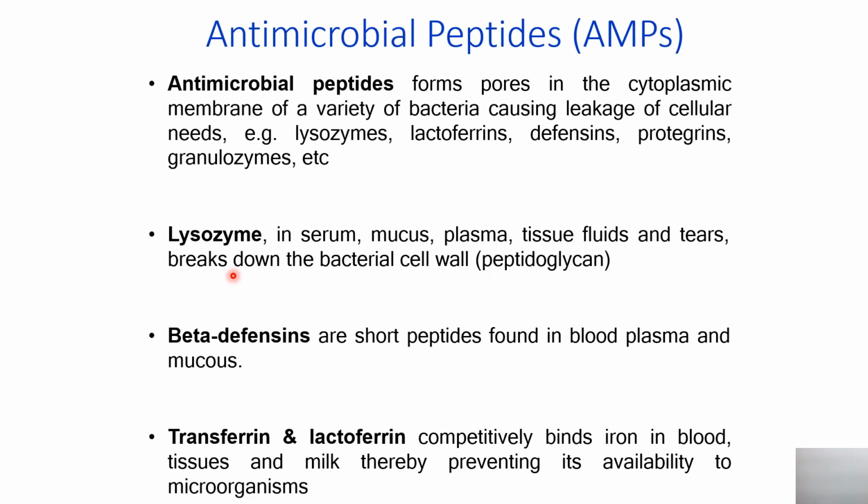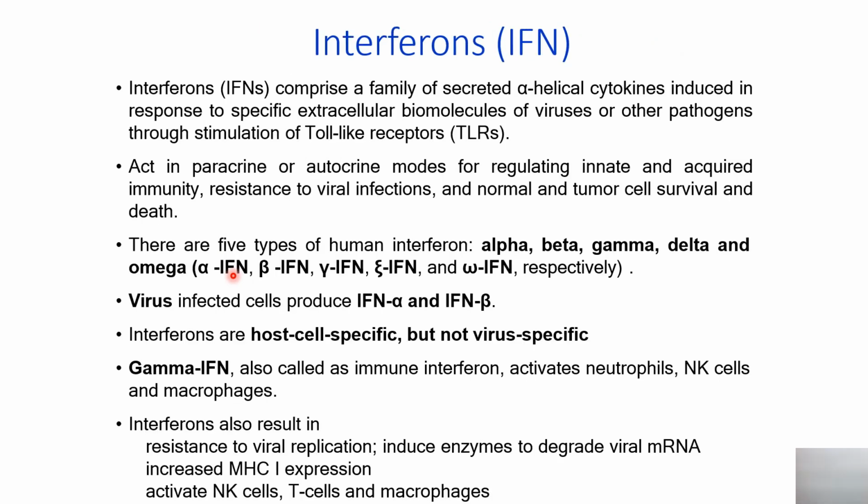We have the antimicrobial peptides that form pores in the cytoplasmic membrane of a variety of bacteria, causing leakage of cellular contents. We have the lysozyme that I already mentioned. We have the beta defensins, which are short peptides found in body plasma and mucus. And transferrin and lactoferrin competitively bind iron in blood, tissues and milk, thereby preventing its availability to microorganisms.